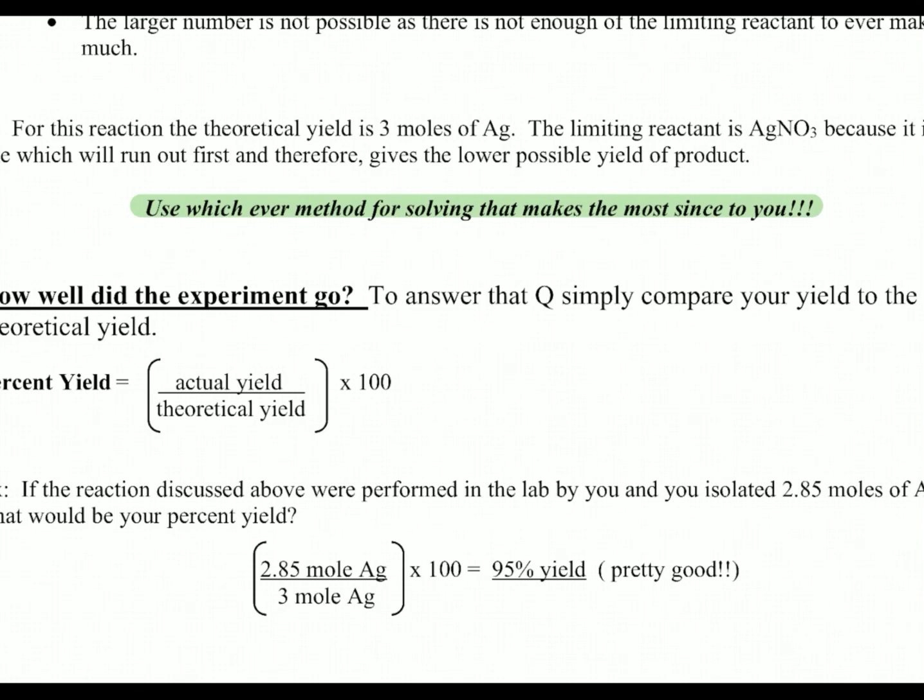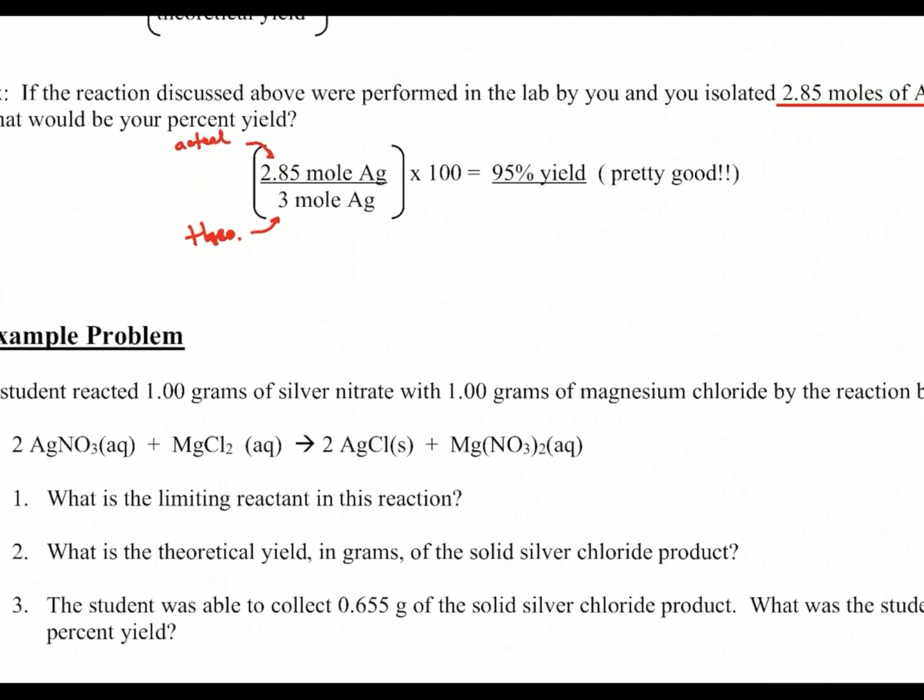So say a student went into the lab and they ran the reaction we were just discussing and they managed to isolate and collect 2.85 moles of silver. Well, if they collected 2.85 moles of silver and they were supposed to get 3, then 3 is the theoretical, 2.85 is the actual. Actual is also called experimental because obviously it's you running an experiment to collect that data. The actual over theoretical times 100 will give you the yield. And 95%, yeah, that's real good.